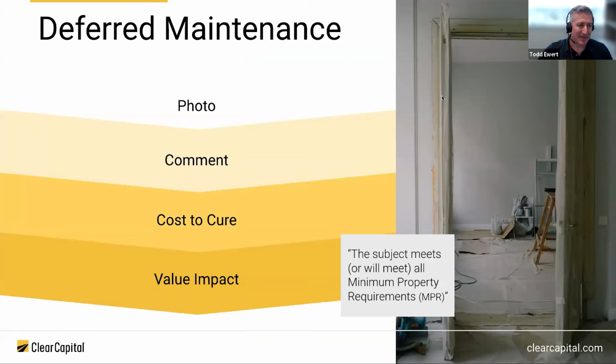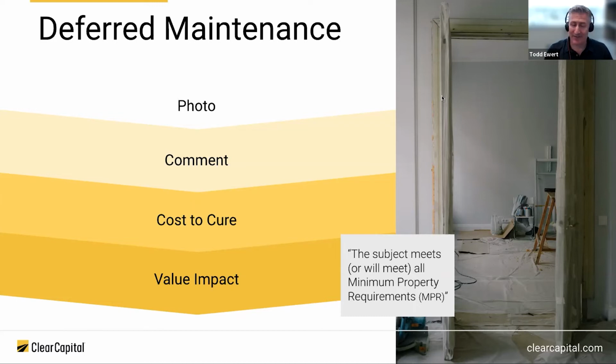Well, on the subject of deferred maintenance, when reporting deferred maintenance, it's important to keep in mind these 4 steps, right? A photo of the item, a comment as to whether or not health and safety are impacted or whether it's a cosmetic issue. Providing a cost to cure, especially for those items that are left as is that are not necessary repairs, and any impact on value. So those last 2 primarily refer to deferred maintenance items that are allowable as is. What is the cost to cure? And what is the overall impact on the condition rating and the overall impact on value?